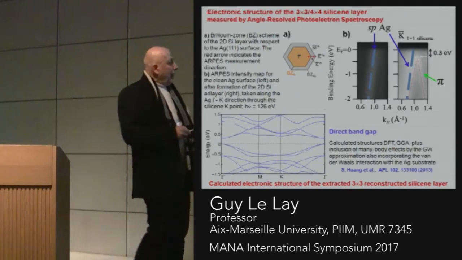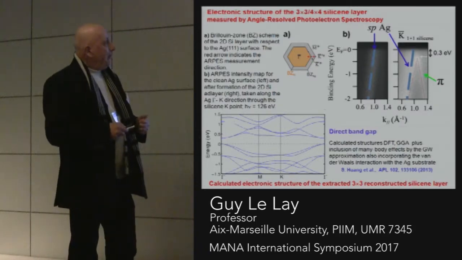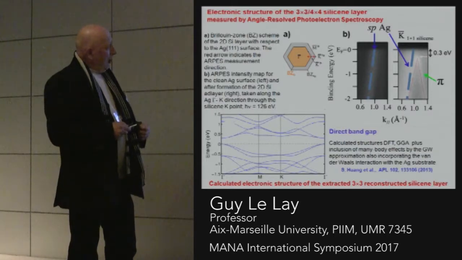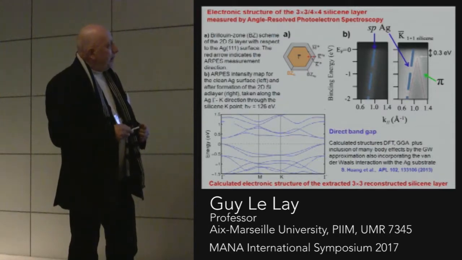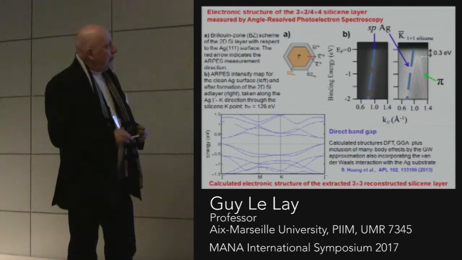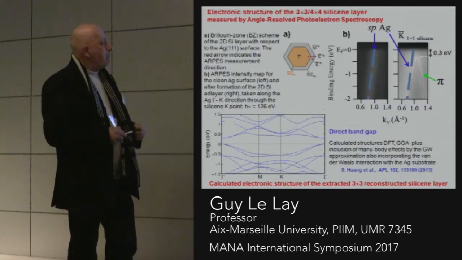Looking at the electronic structure, we did ARPES at the Soleil facility near Paris. If you look at the K point of the 1x1 silicene Brillouin zone, here you have the sp band of silver. It's very faint here, but you see a cone-like dispersion. And we thought with the opening of a band.